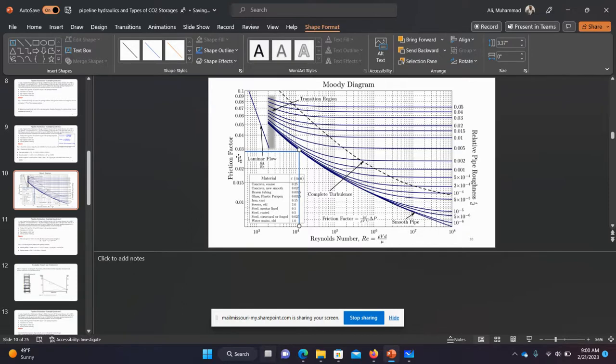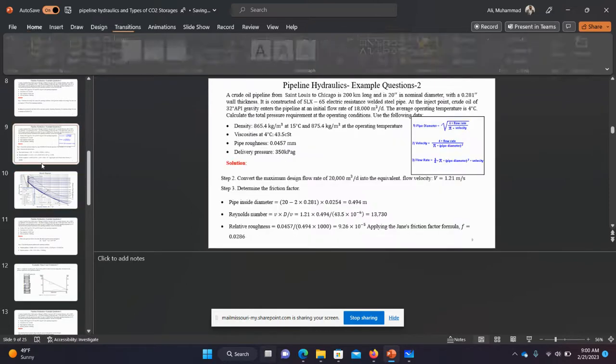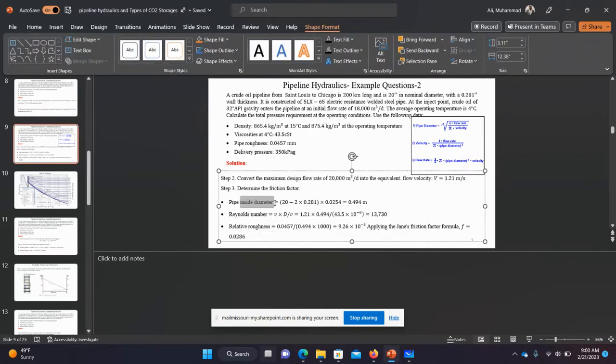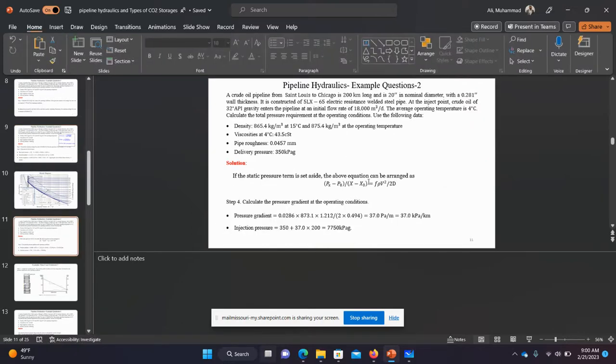Okay, so here we get the 0.028 from here, the friction factor. After we have the friction factor, which is 0.028, we have the pipeline inside diameter, and we have the velocity. We can easily go to this formula. We put all the values here and we can find the pressure gradient.